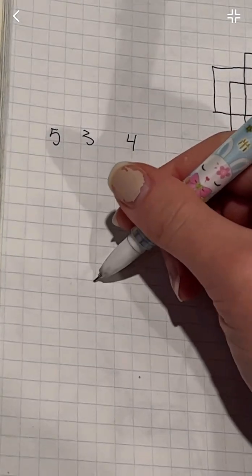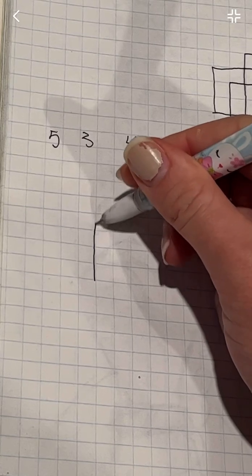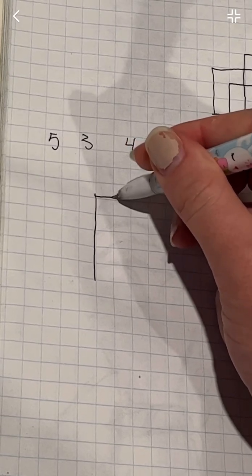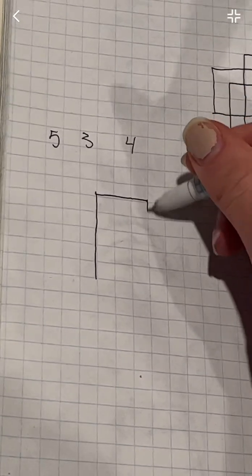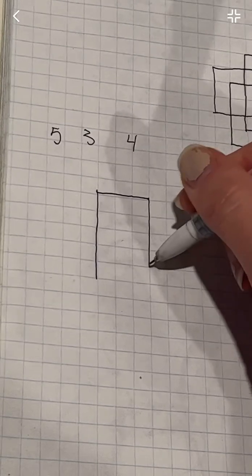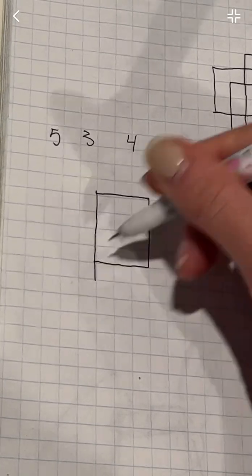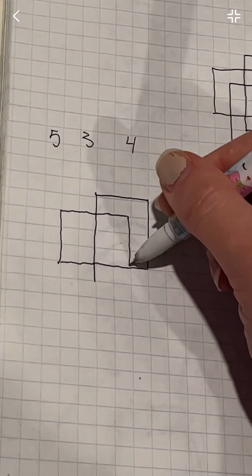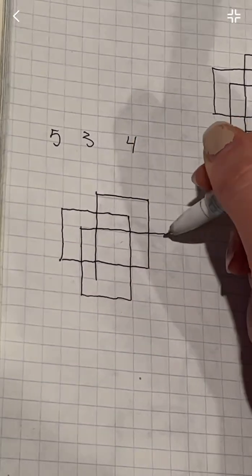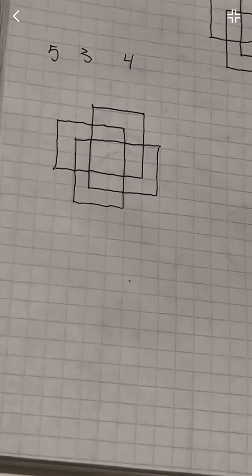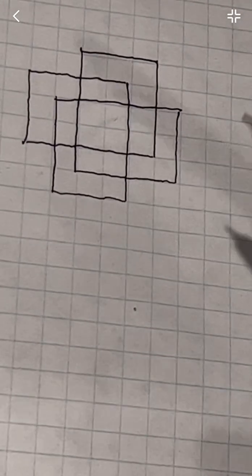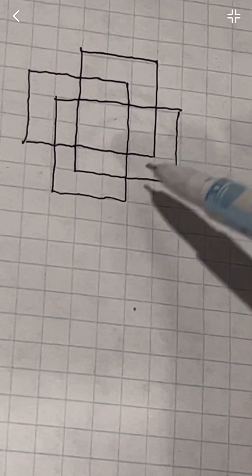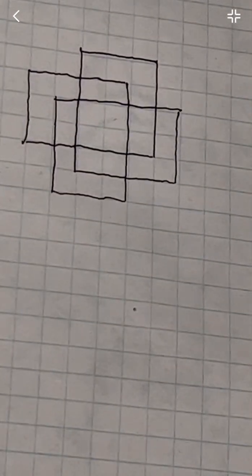And it's going to look something like this. As you can see, our shape came together and created this spiral of 4 rectangles going around.